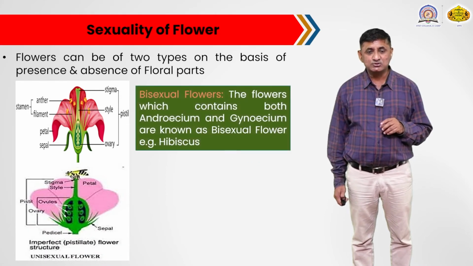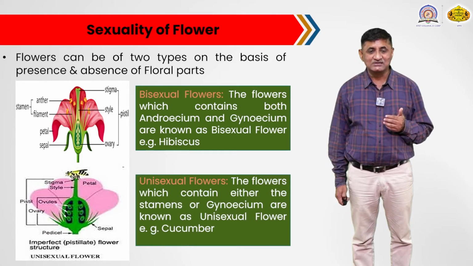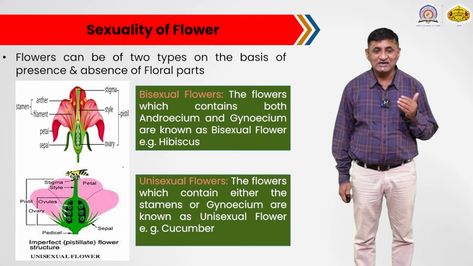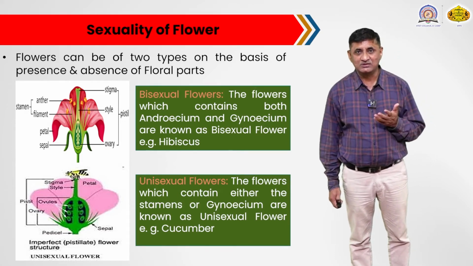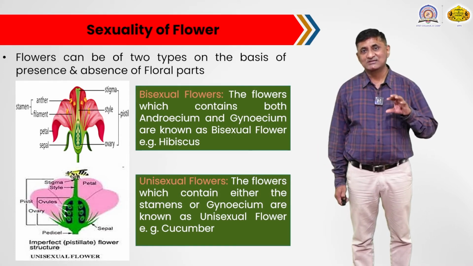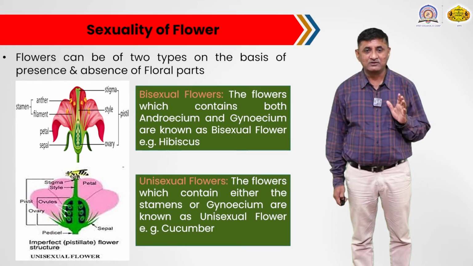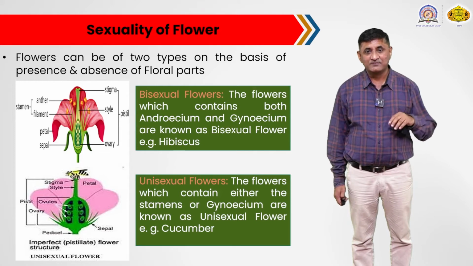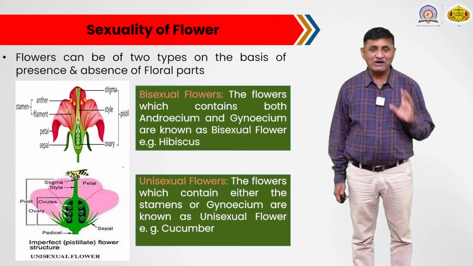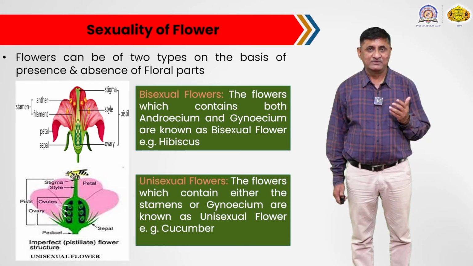The first image is showing the structure of a flower, and in that structure you can see the reproductive structures are present in the form of stamens and pistil or gynoecium. It means the male as well as the female reproductive structure is present in that first image. So in such a condition, a flower which contains both androecium and gynoecium in the same flower can be known as a bisexual flower.